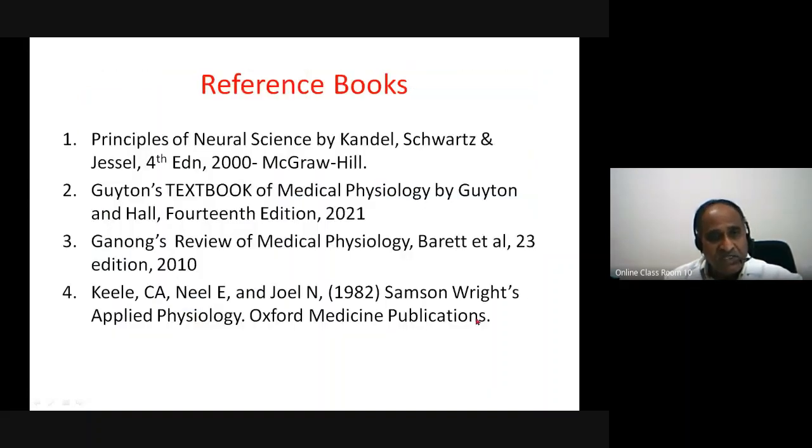Okay, the reference books: Guyton's Textbook of Medical Physiology, Ganong's Review of Medical Physiology, Sampson Wright's Applied Physiology and Kandel's neuroscience.